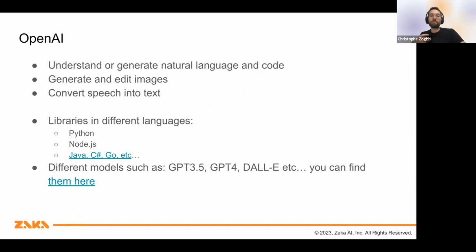Their libraries are available in different languages, from Python to Node.js, etc. And of course, they have different models such as GPT-3.5, GPT-4, the DALL-E models, etc. So of course, you can find all of them on their documentation page. But today, we will be focusing on GPT models and on building chatbots using those models.